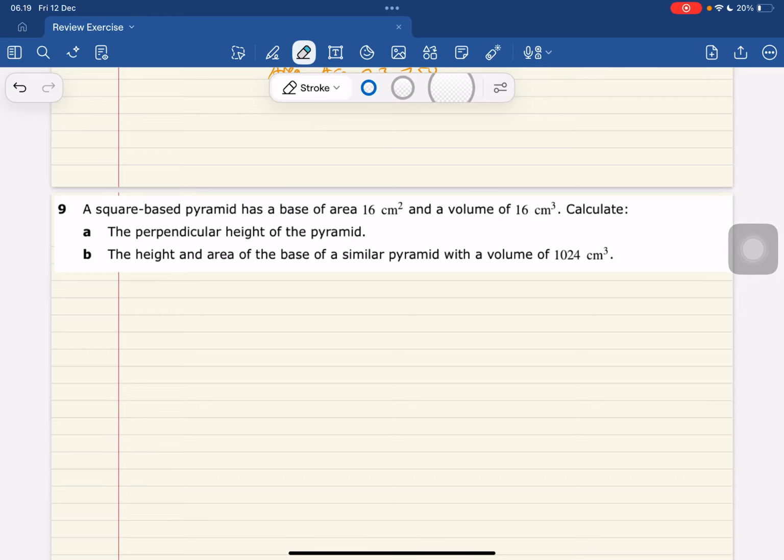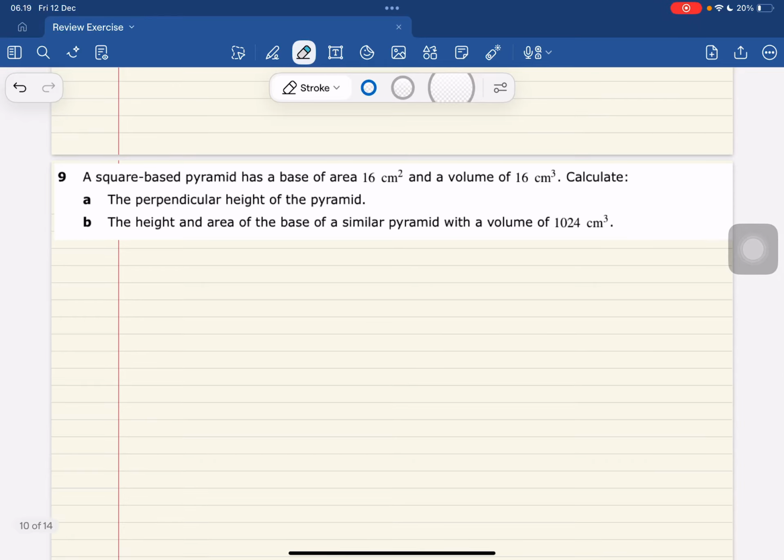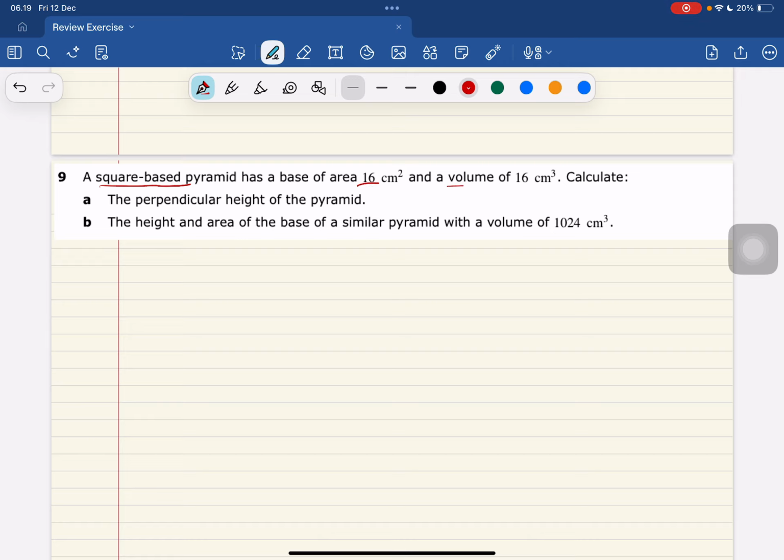Hi, in this video I'm going to continue solving practice questions for the review exercise on Pythagoras' theorem and similar shapes. Look at number 9. A square base pyramid has a base of area 16 and a volume of 16 also. Calculate the perpendicular height of the pyramid.